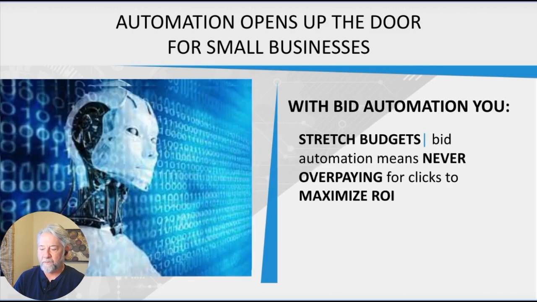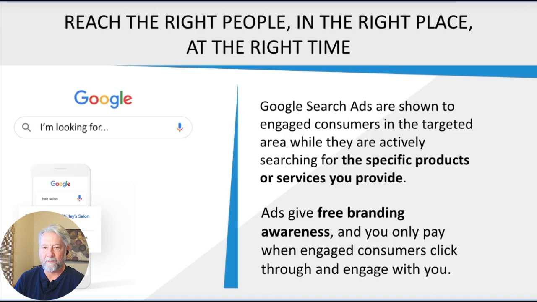So the trick with a smaller budget is making sure you don't overpay for any clicks because it can destroy a budget very quickly. And AI manages that by doing automated bidding on your behalf. So it never overpays for clicks and it maximizes the return on investment, even on smaller budgets. So you can reach the right people at the right place at the right time, all the time.